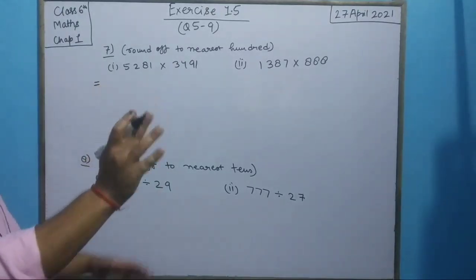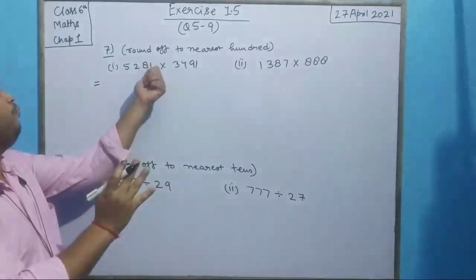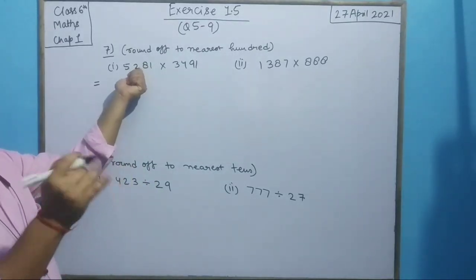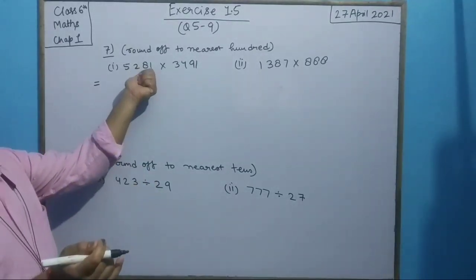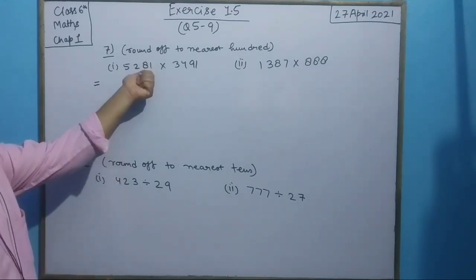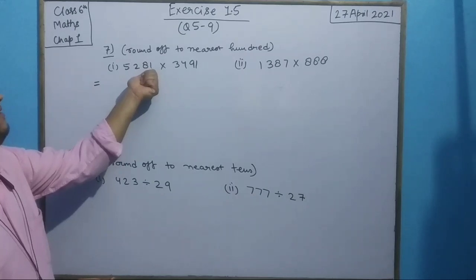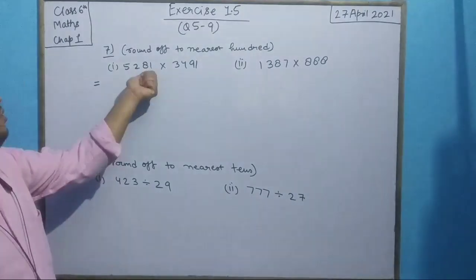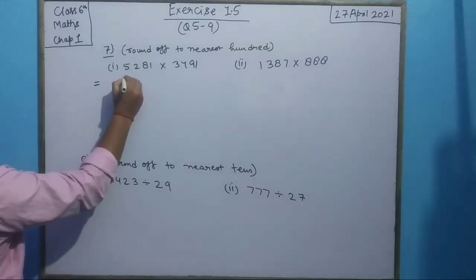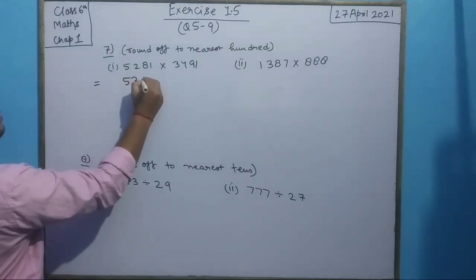Okay, now we have to round off to the hundreds place: ones, tens, hundreds. So we have to take one place less than that, that is the tens place. It is greater than 5, so we need to replace this 8 and 1 by 0, and we have to increase 2 by one, that is 3. So it will be 5300.